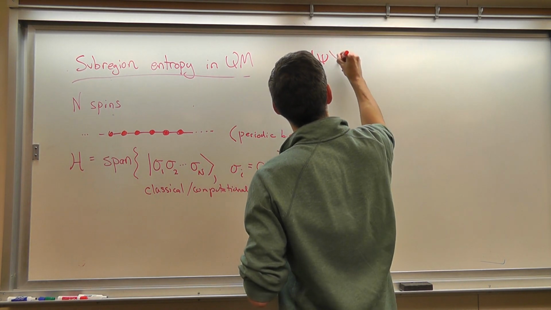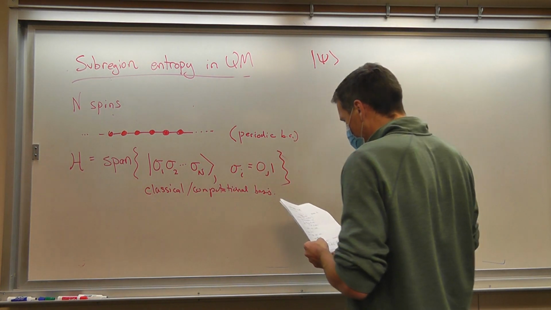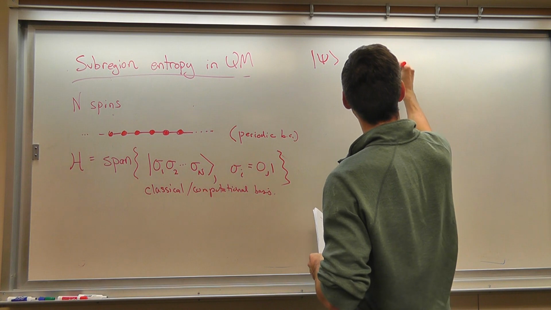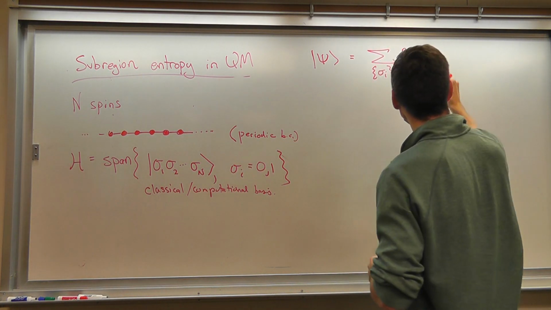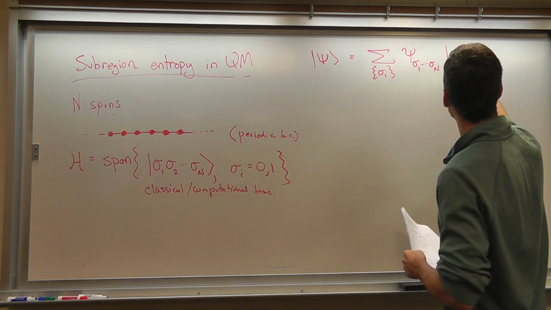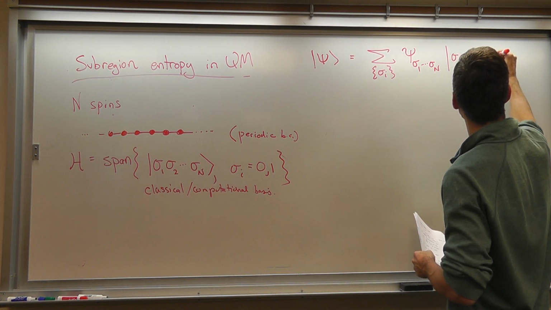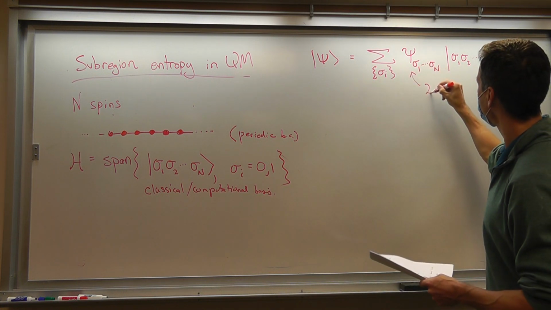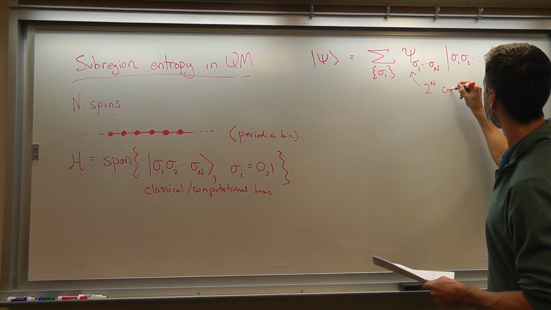Okay, so the most general pure state you can write for this chain is a sum over all this set of sigma i's of some function that depends on all the spins, and the state. Okay, so we can expand in this basis, obviously. Now, let's think about how much information you need to store this. Okay, so you want to store this on disk. So how much information are we talking about? Well, this is 2 to the n complex numbers.